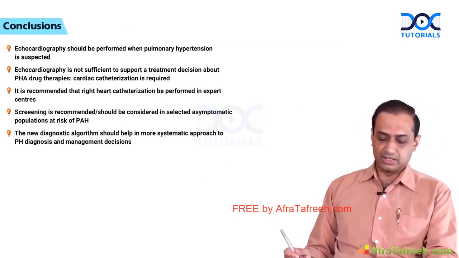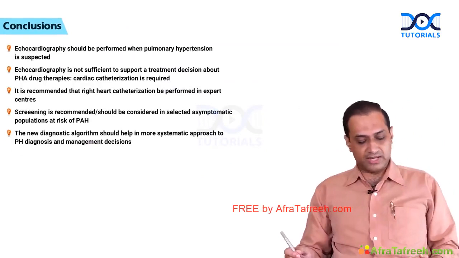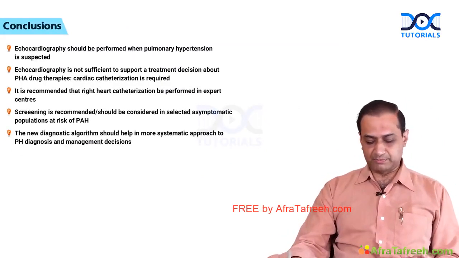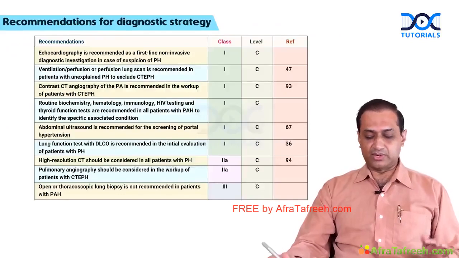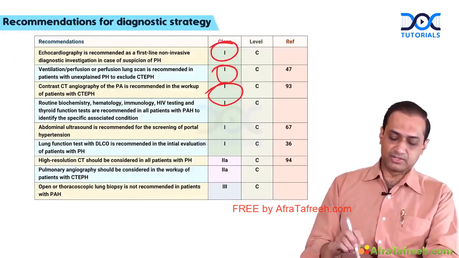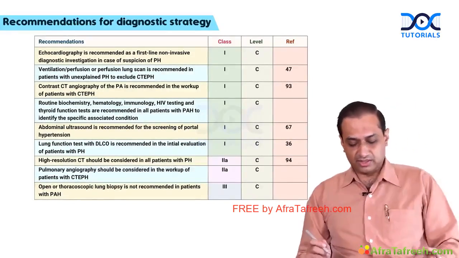Echocardiography should be performed when PH is suspected, but it is not sufficient to confirm it; right heart cath is preferred. For screening in asymptomatic patients with PAH, the new diagnostic algorithm should help in a more systematic approach to PAH. Echocardiography is class 1 as the first non-invasive test, VQ scan is the same, and so is CT pulmonary angiography and the other investigations.